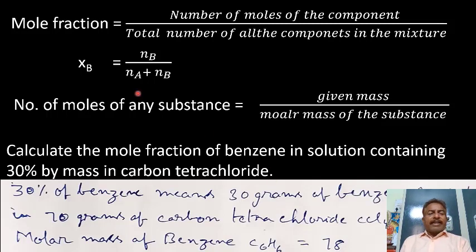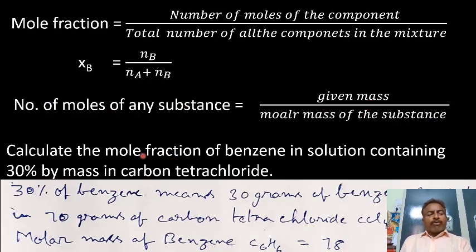Now let us see another method of expressing concentration, which is mole fraction. Mole fraction equals number of moles of the component by total number of moles of all the components in the mixture. That is XB, where B is the solute in less quantity. So mole fraction of solute XB equals NB by NA plus NB. The number of moles of a substance is equal to given mass by molar mass of that substance.